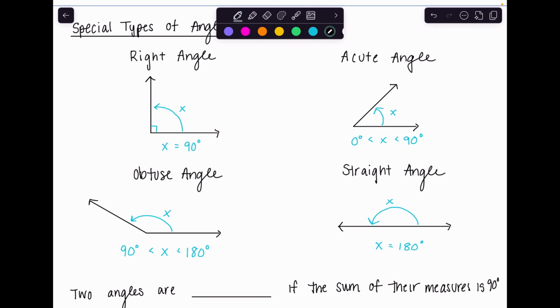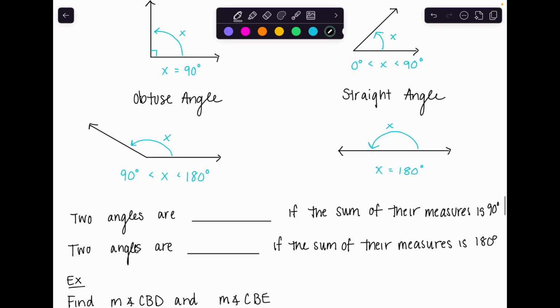Now, if we talk about two different angles adding up to one of these special ones, a right angle or straight angle, we have other terminology for that. So we say two angles are complementary if the sum of their measures is 90 degrees, and two angles are supplementary if the sum of their measures is 180 degrees.